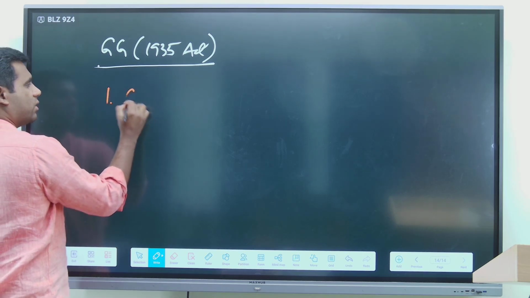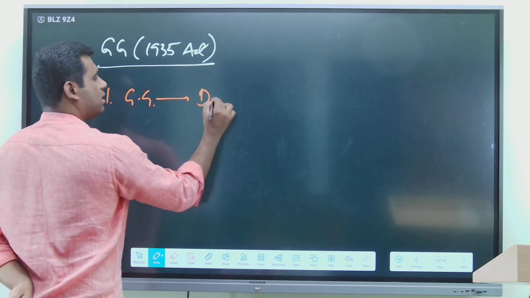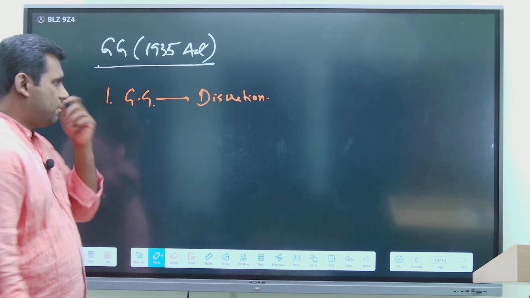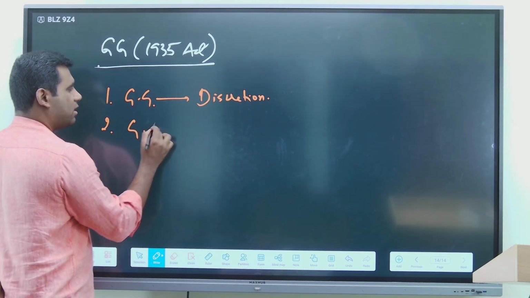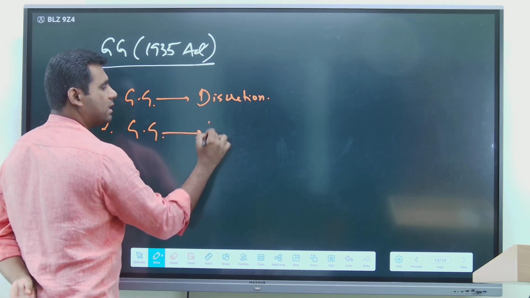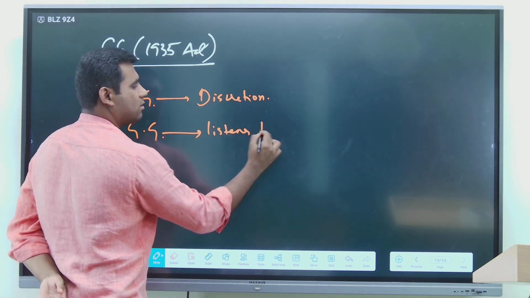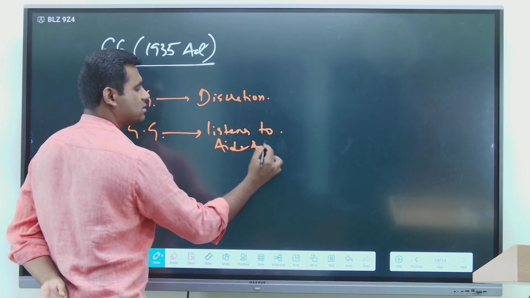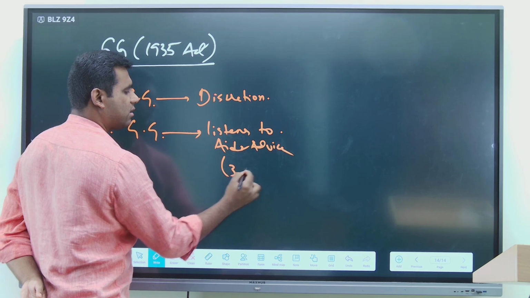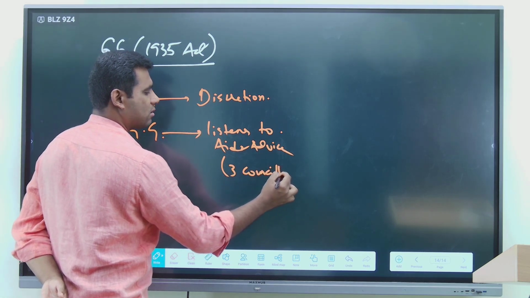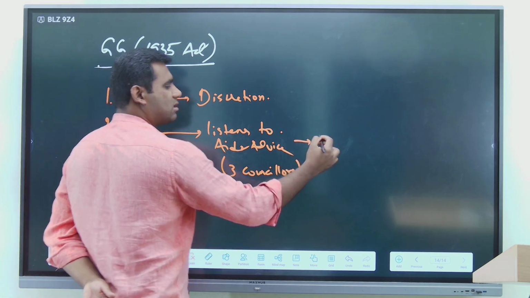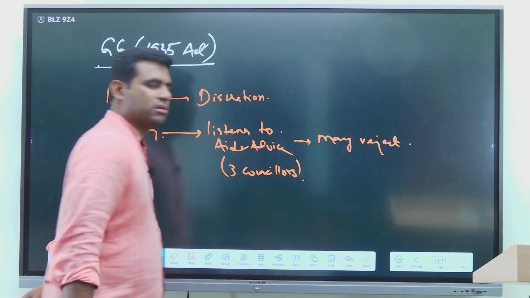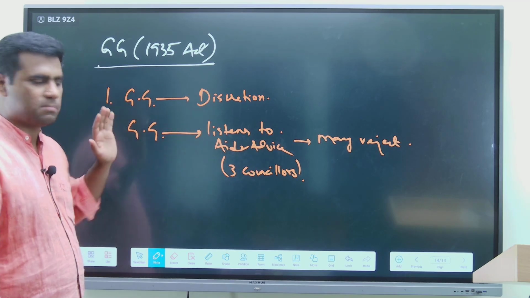There are subjects where the Governor General acts completely at his discretion, and then there are subjects where the Governor General listens to the aid and advice of his 3 councillors. But the Governor General may even reject the advice given by these 3 councillors, right?